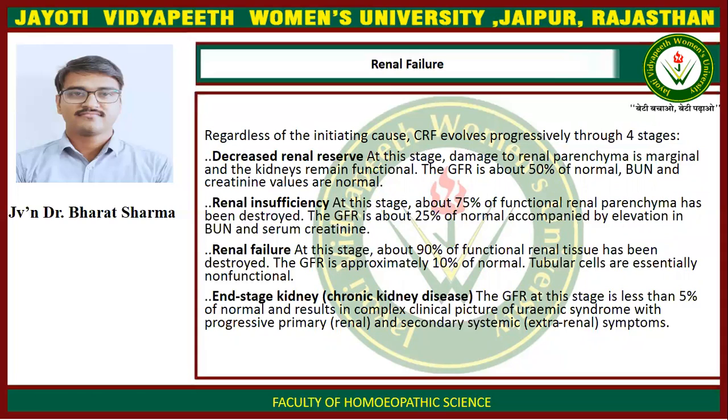Renal failure. At this stage, about 90% of the functional renal tissue has been destroyed. The glomerular filtration rate is approximately 10% of normal. Tubular cells are essentially non-functional. End-stage kidney: the glomerular filtration rate at this stage is less than 5% of normal and results in a complex clinical picture of uremic syndrome with progressive primary and secondary systemic symptoms.